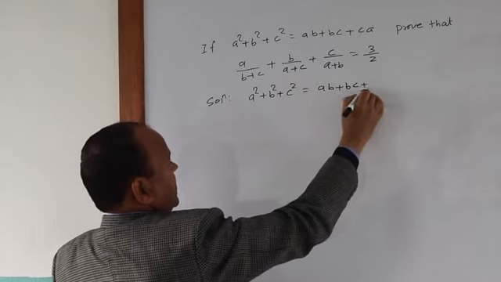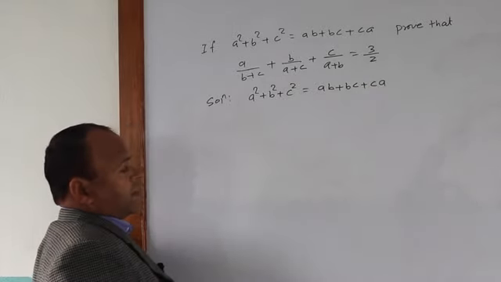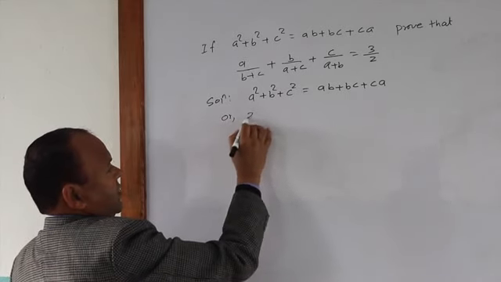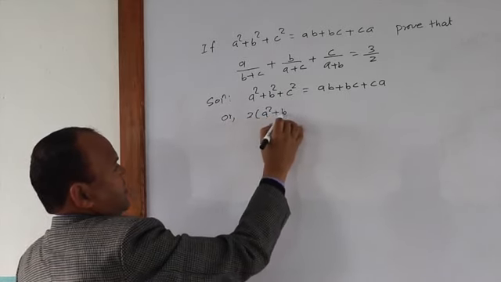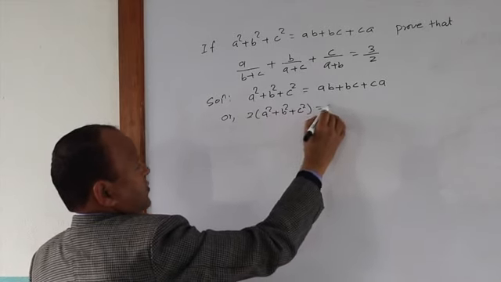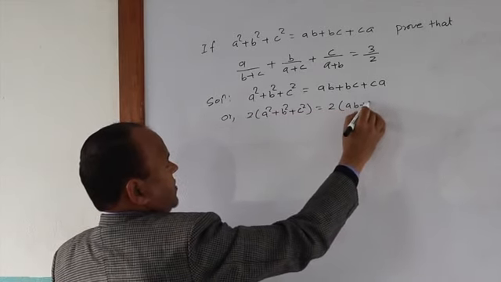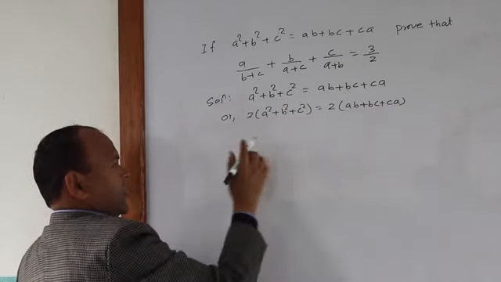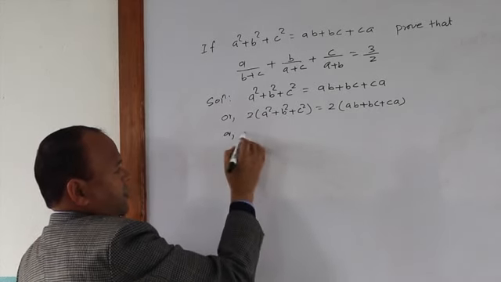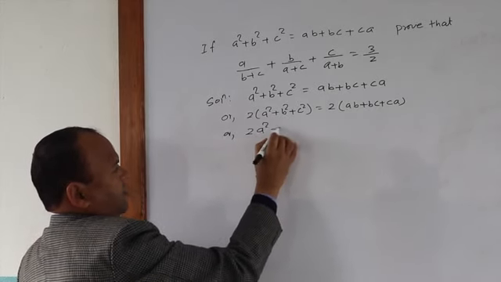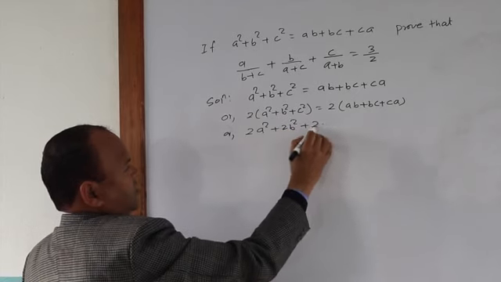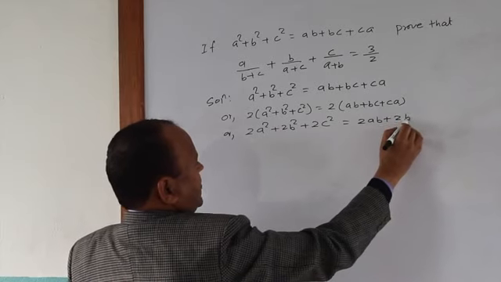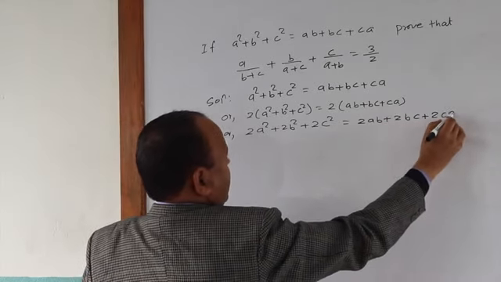We can multiply both sides by the same number. So let us multiply by 2. 2 times a square plus b square plus c square is equal to 2 times ab plus bc plus ca. We can multiply by the same number, the value will not be changed. And while removing the bracket, we get 2a square plus 2b square plus 2c square is equal to 2ab plus 2bc plus 2ca.